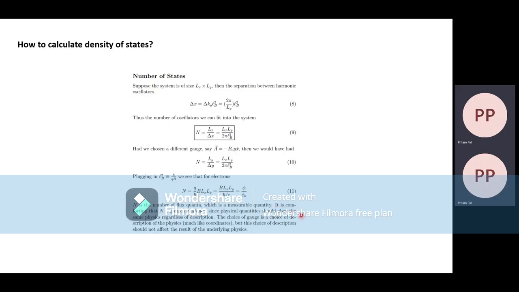So it is comforting that N is gauge invariant. I mean, whatever gauge we are choosing, you can see it is giving us the same result. So that's why N is gauge invariant. Since physical quantities should obey the same physics regardless of the description, the choice of gauge is a choice of description of the physics, much like coordinates. But this choice of description should not affect the result of the underlying physics. This is a very, very important thing that you need to understand. It's kind of a fundamental thing.